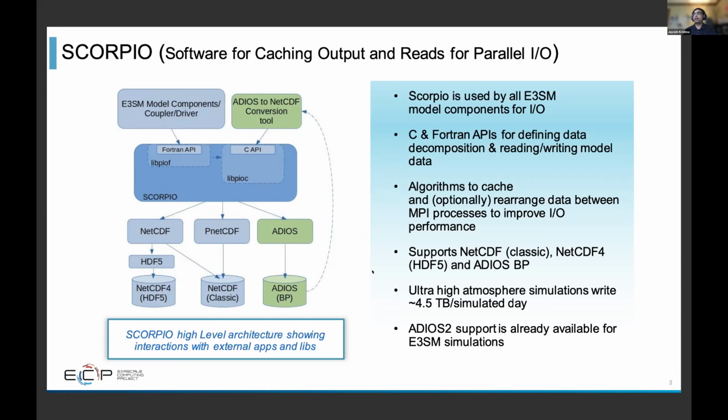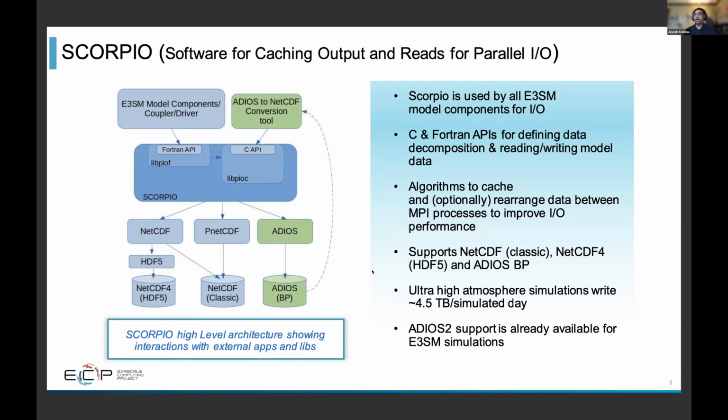The E3SM model component typically writes restarts and history files during a simulation run. The amount of data, as you can imagine, depends on the configuration of the runs, like the resolution, the variables written out, etc. A typical ultra-high resolution simulation with a resolution of about 3 kilometers generates hundreds of variables at 4.5 terabytes per simulated day.